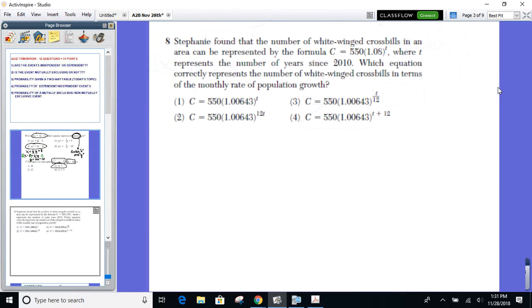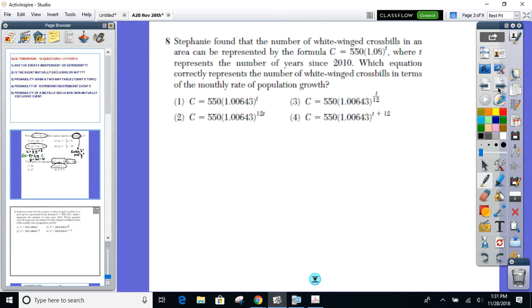I'll let you read through number 8 about Stephanie and her white wing crossbills. Focus on getting that 36, getting that 26 points.